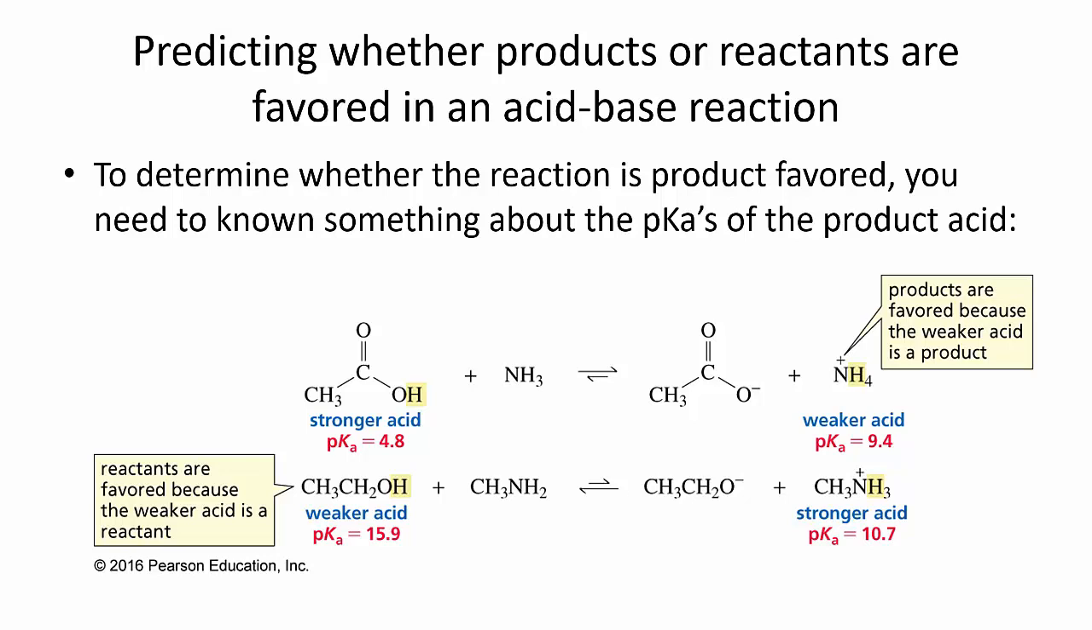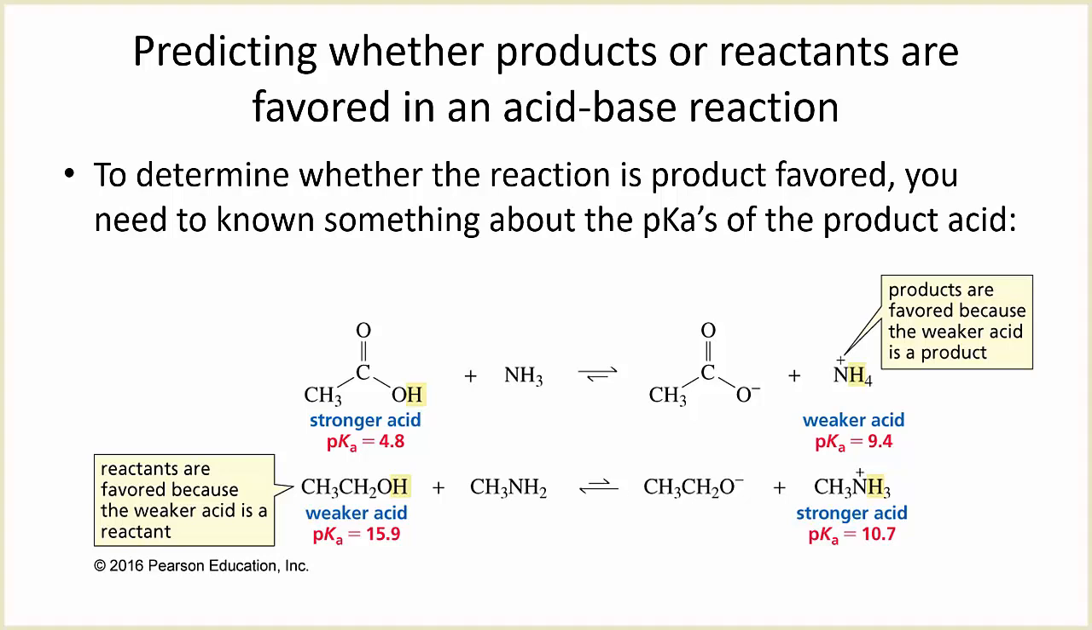And so if you look at this particular reaction, this is acetic acid, and the acetic acid is going to react with NH3, ammonia, and it's the stronger of the two acids. So, it's the weaker of the two acids. So the acetic acid will donate a hydrogen to the NH3 to produce the ammonium ion.